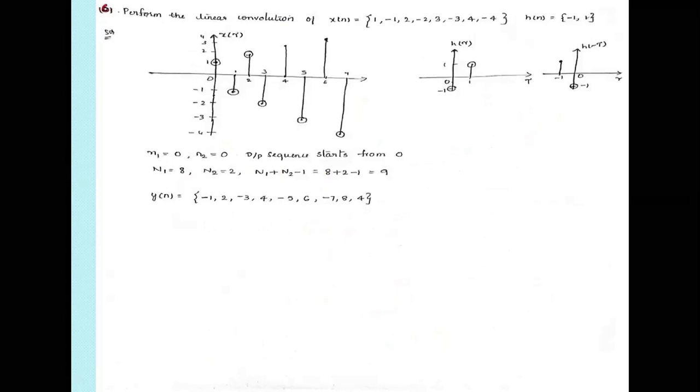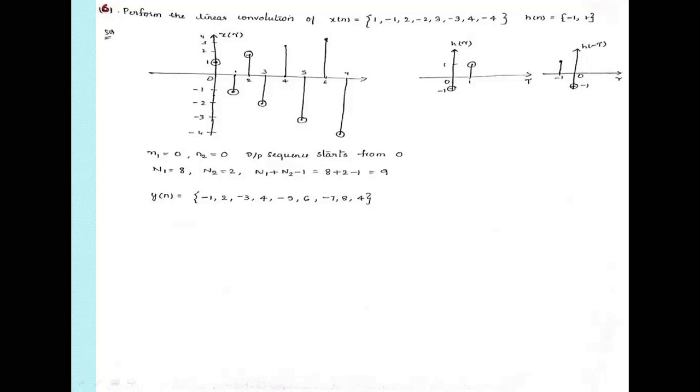Now, take one example here. Perform the linear convolution of x of n given as 1, minus 1, 2, minus 2, 3, minus 3, 4, minus 4, and h of n is equal to minus 1, 1. We need to find y of n. How many samples will you get for y of n? 8 plus 2 is 10, 10 minus 1 is 9 samples, because the formula is m plus n minus 1. 9 samples you have to find out.